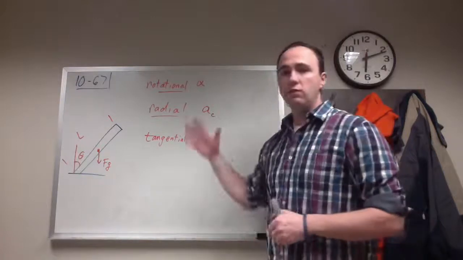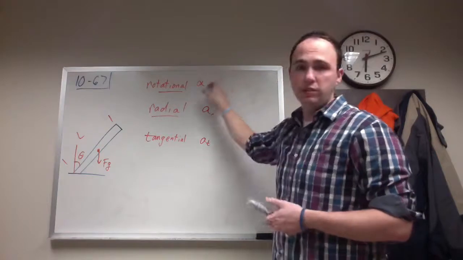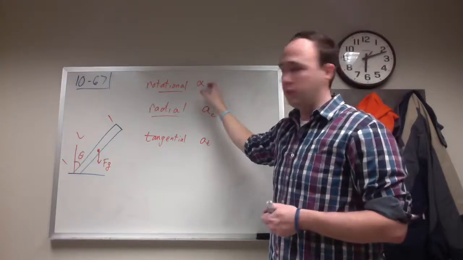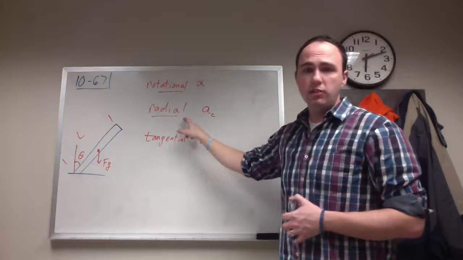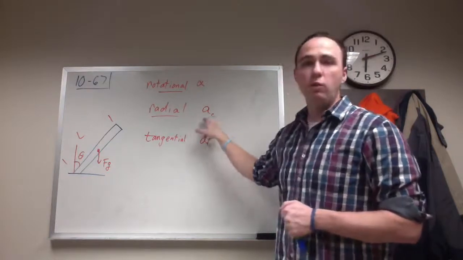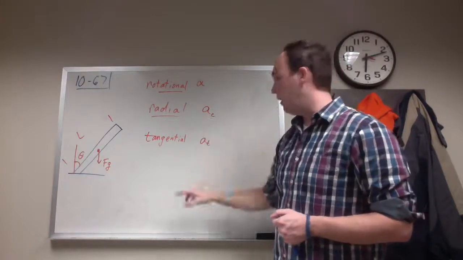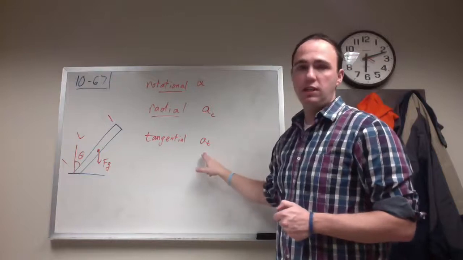So there's rotational acceleration, which is alpha, right? So that's going to be radians per second squared. Then we have radial acceleration, which here I've called a sub c. That's also known as centripetal acceleration. So we've known about that for a while. And then there's the tangential acceleration, a sub t.